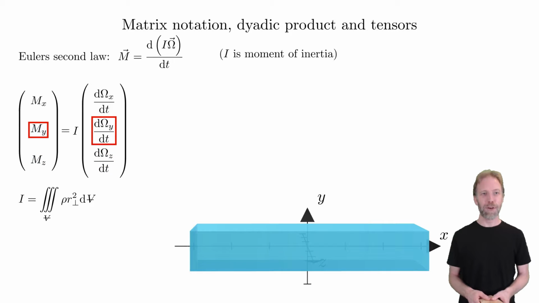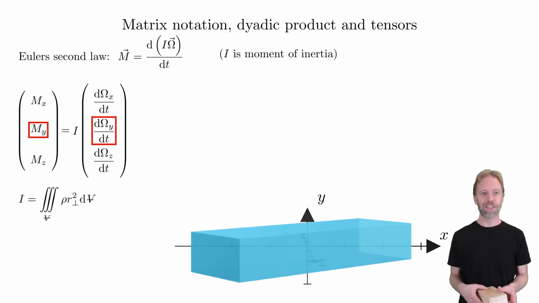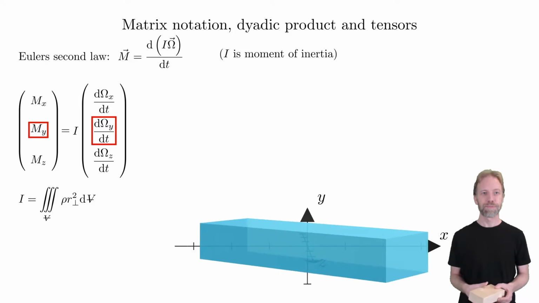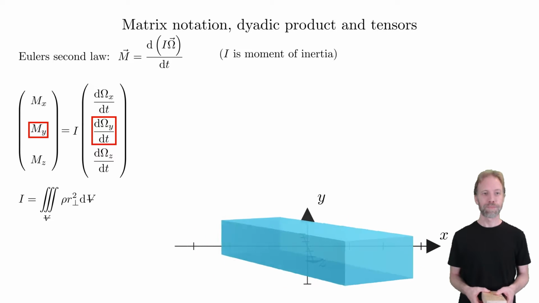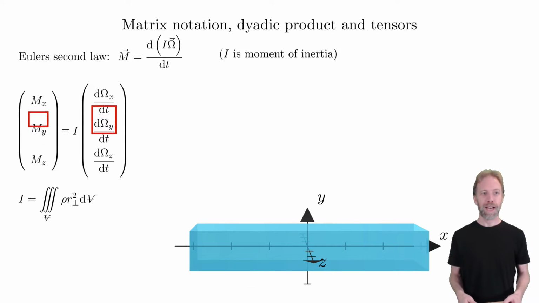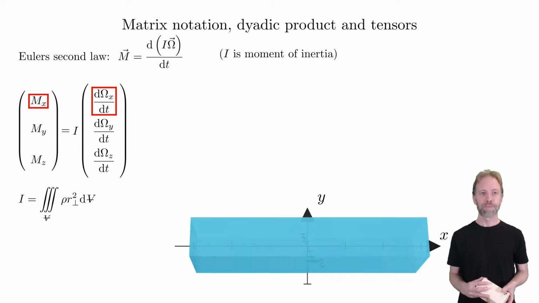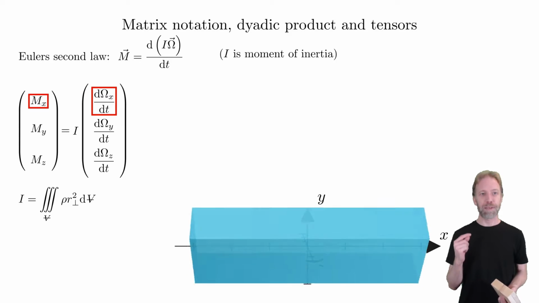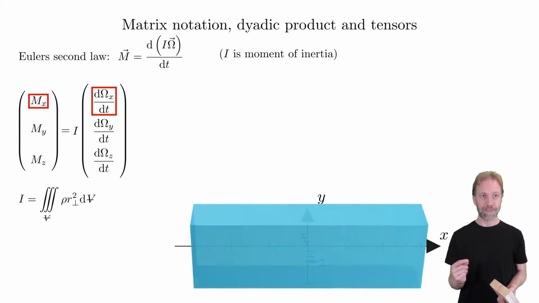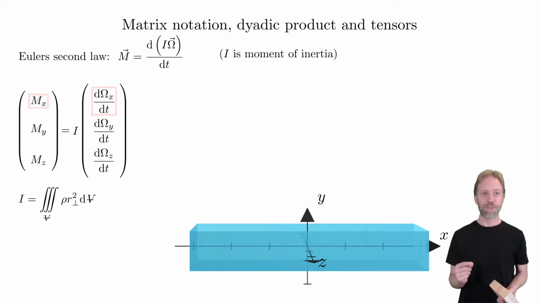If we apply the same moment in the y direction, we get the following rotation. And finally apply the moment in the x direction. This time the object will spin much faster for the same moment. This is due to the difference in moment of inertia when rotating around this axis. Hence, there's something missing in our equation, as we need different moments of inertia for different directions.